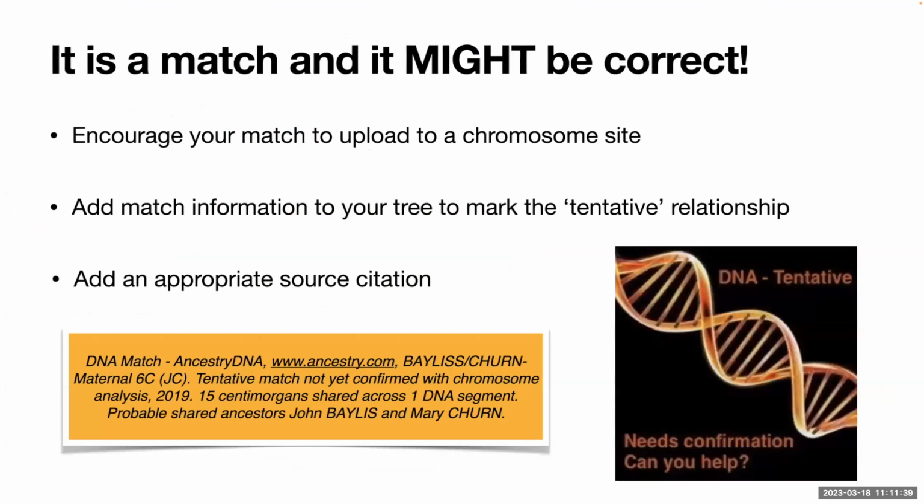So for something like that, I'd always be looking to try and get up to a chromosome site. But I'd add it to my tree, and I do add a lot of DNA matches to my tree, and I'd mark it tentative and add an appropriate source citation, which we'll talk about a bit later. Just so that it's in my tree and I don't forget about it, really.